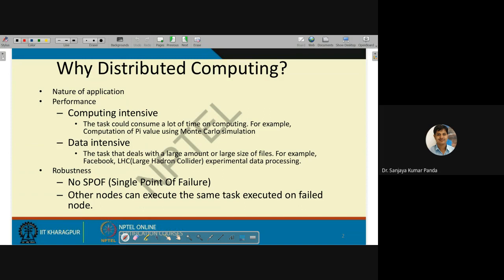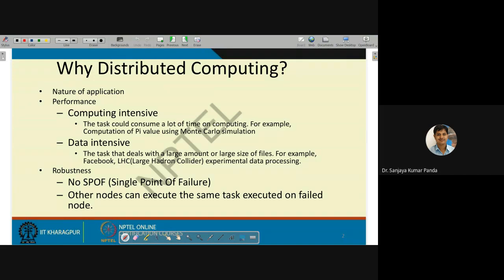Then we discussed the difference between compute intensive and data intensive. In compute intensive, I told you to compute the value of pi through Monte Carlo simulation. That is an example of compute intensive. In data intensive, we deal with a large amount of data, like Facebook, WhatsApp, any e-commerce or social networking website, where the number of users is huge and we post numerous things like videos, audios, and images on social media. So it is a data intensive application.